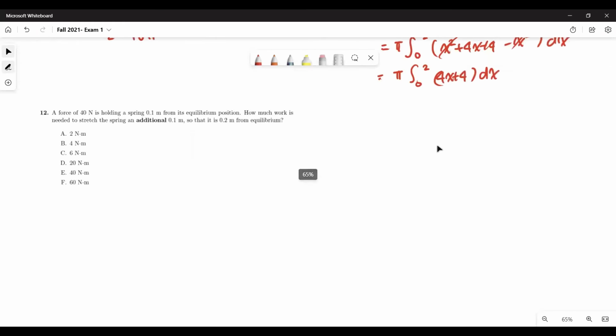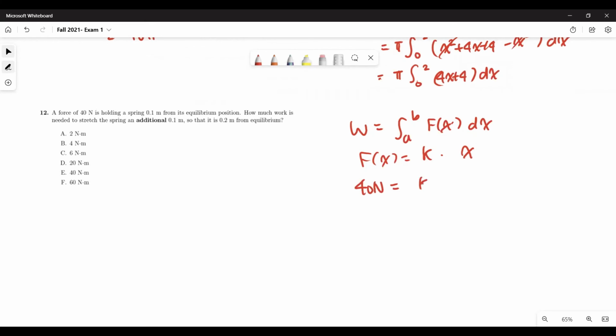Okay. So this question asks: a force of 40 N is holding a spring 0.1 meter from its equilibrium position, and how much work is needed to stretch it further? So the work equation is the integral from a to b of the force equation. So we want to find the force equation first. And the force equation is k, the constant, times x, the length. We are given the force is 40 N. And k times, we don't know k, and it's holding a spring at 0.1 meters, so the length is 0.1. So k is 40 over 0.1, k is 400.